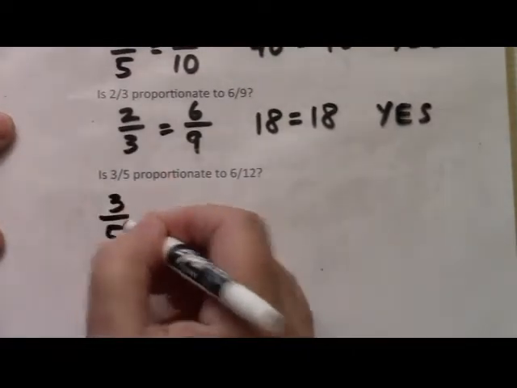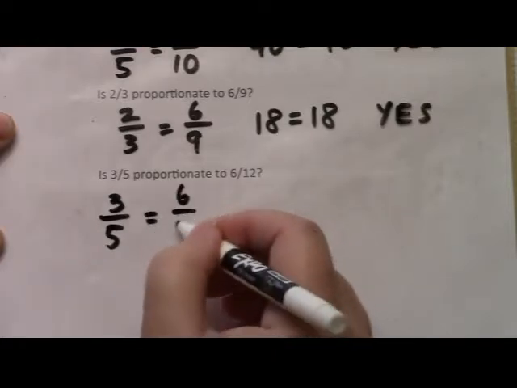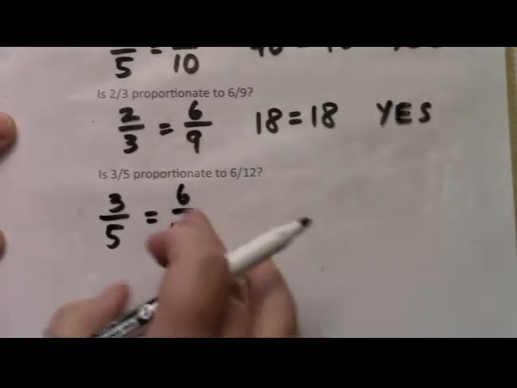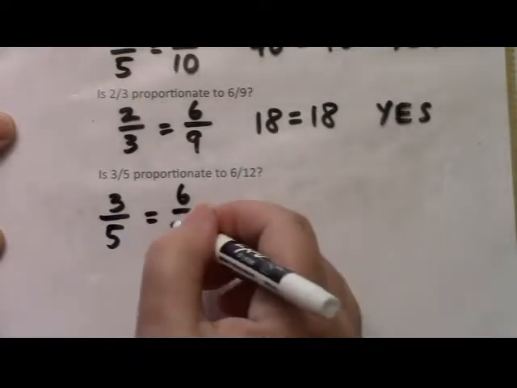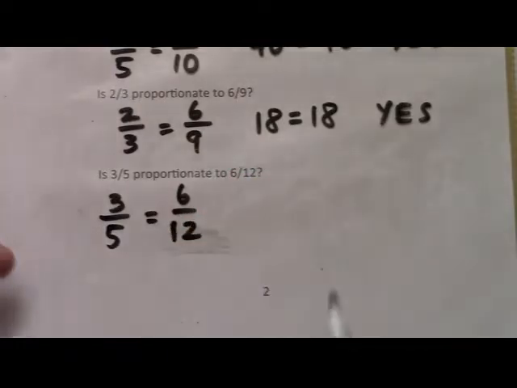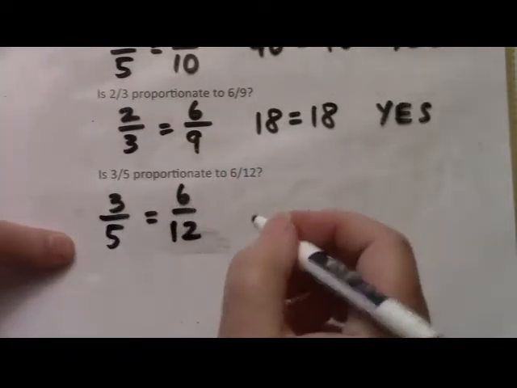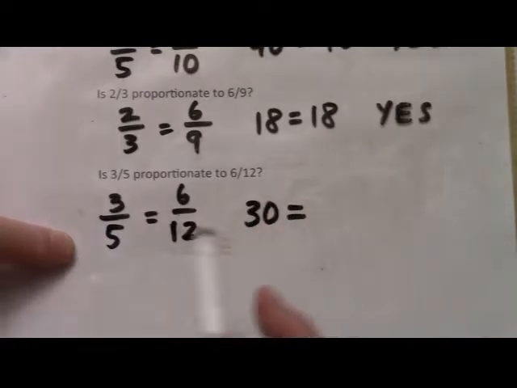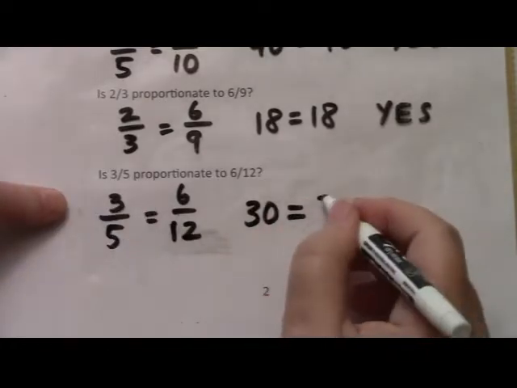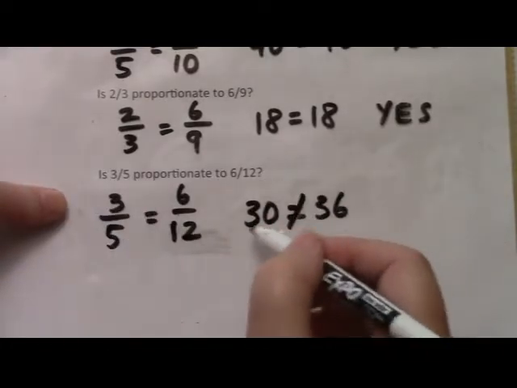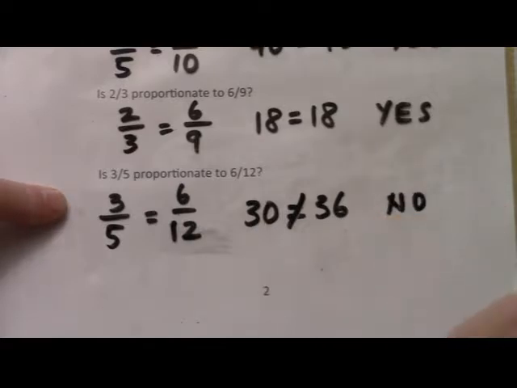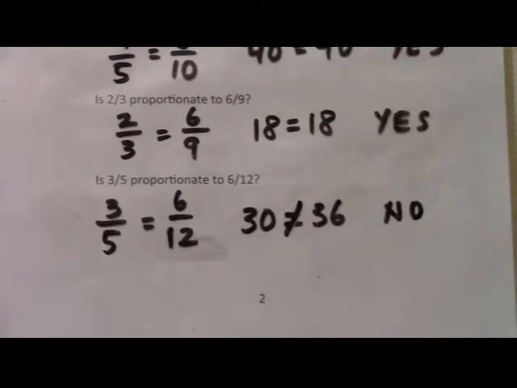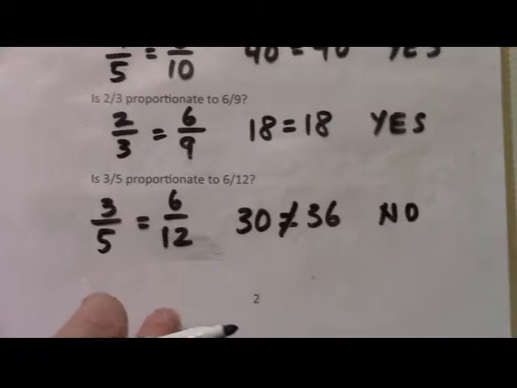Let's try this one down here. Is 3/5 proportionate to 6/12? I said 12 but wrote 10. That won't be the first time that happens. 5 times 6 is 30, and 3 times 12 is 36. These do not equal each other, therefore no, they are not proportionate to each other.